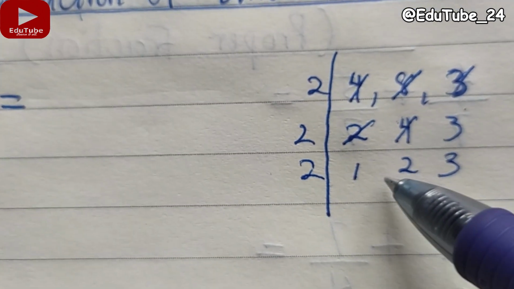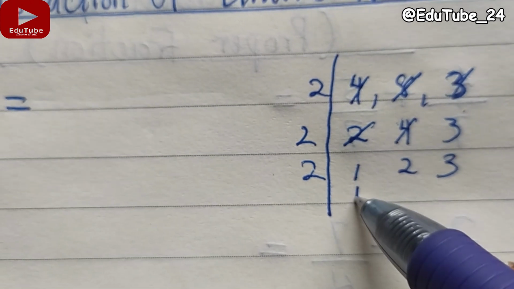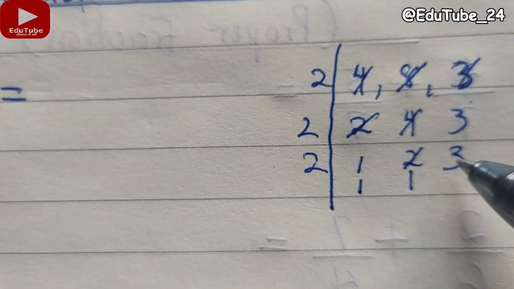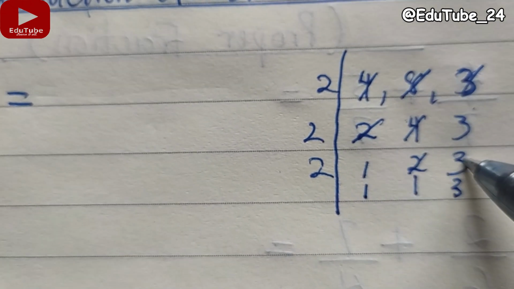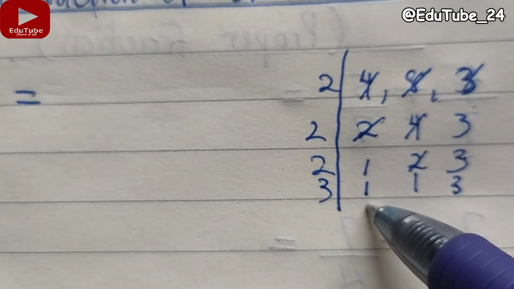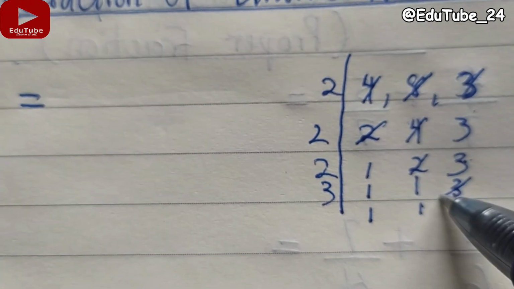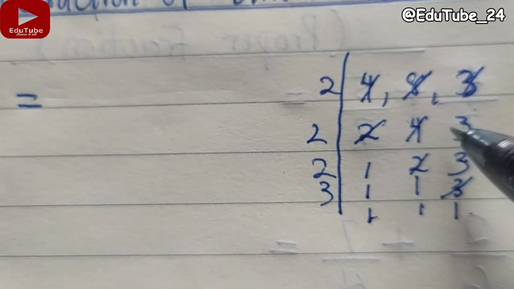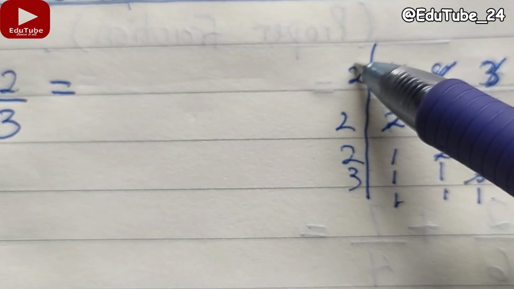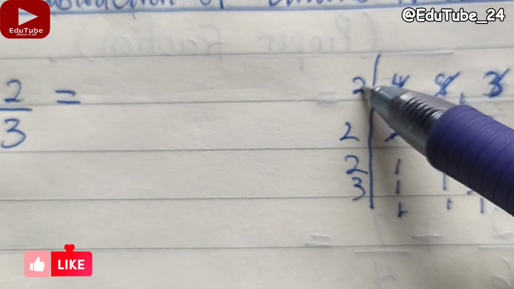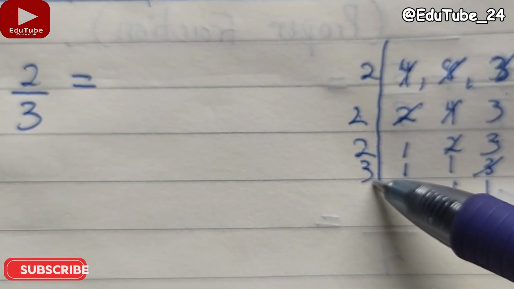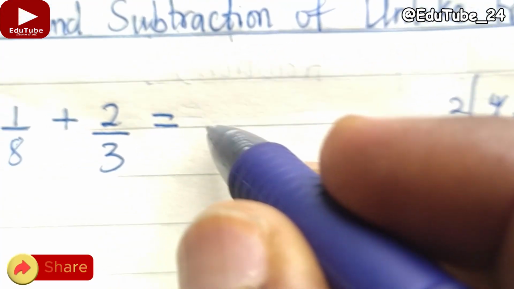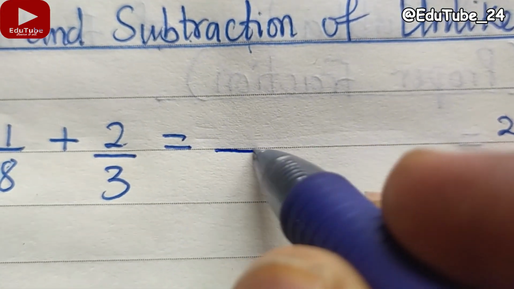So 2 can still go again. So we bring down just this 1 because we cannot divide 1 any further. So 2 can divide 2, we'll have 1. Then we'll bring down this 3 because 2 cannot divide 3. So I'll say 3, we'll just bring down 1, 1, and then 3 can divide 3, so I will have 1. So now that I have 1s in all of the set of numbers, I will now multiply my prime factors together, which is 2 times 2 times 2 times 3, and that will give me 24. So that means their common denominator now is 24.